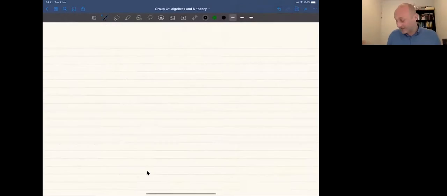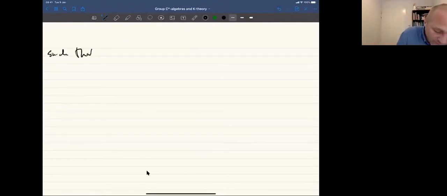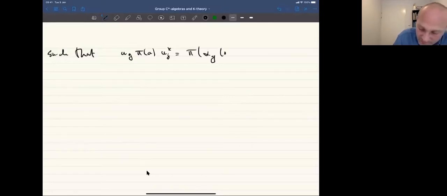But it's the same as in the Hilbert space case. So such that if we take U_g π(a) U_g star, then that's π(α_g(a)). Okay, so that notion just generalizes.